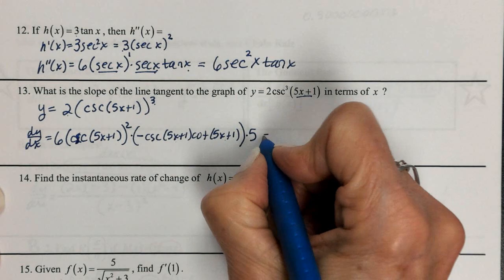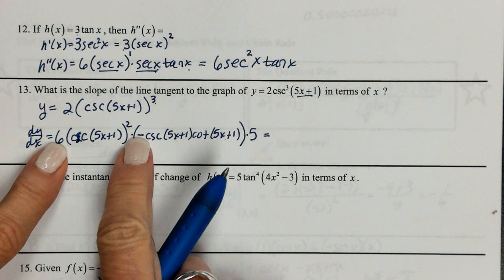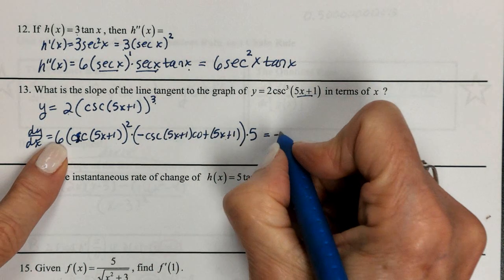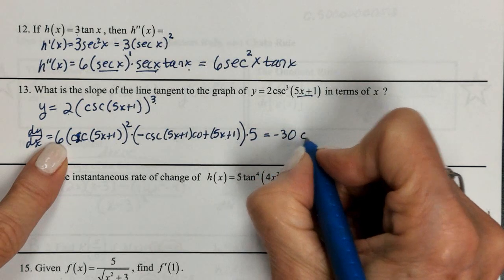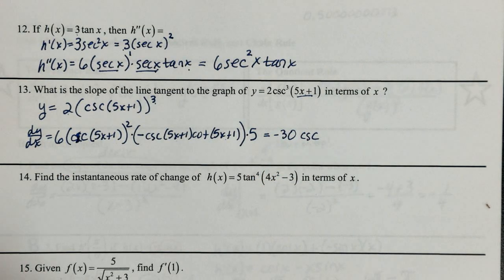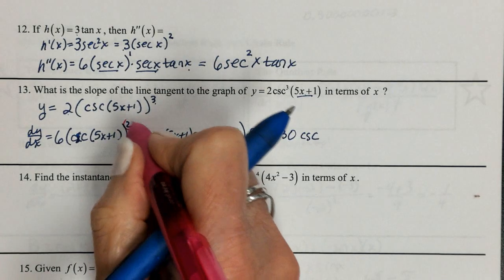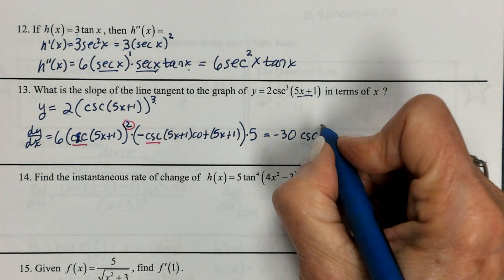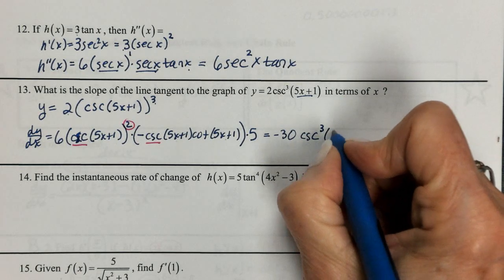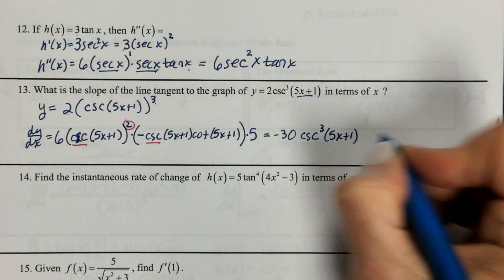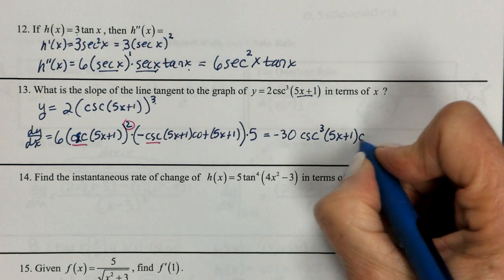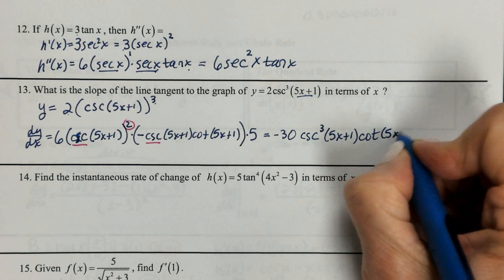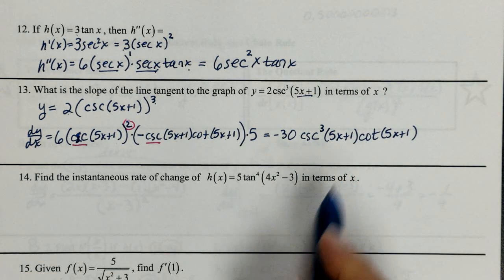So this as a multiple choice answer. I see a 6 times a -1 times a 5. That'll be a -30. Okay, how many cosecants are there? I've got 2 cosecants here and 1 cosecant here. So that is 3 cosecants. How many cotangents? Just that one. That would be the multiple choice answer.